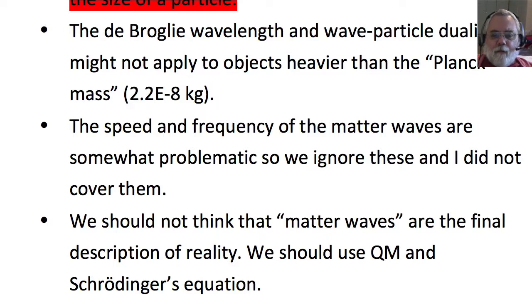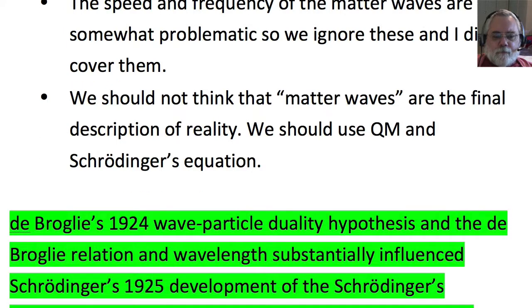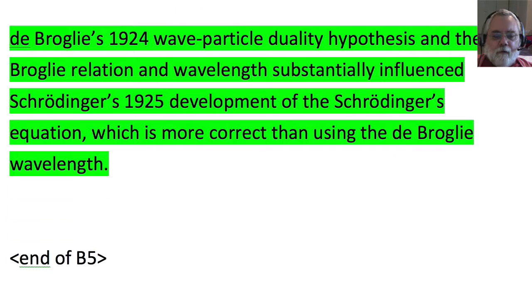We should not think that matter waves are the final description of reality. We should use quantum mechanics and Schrödinger's equation when we need to describe particles or systems. So de Broglie's 1924 wave-particle duality hypothesis and the de Broglie relation and wavelength substantially influenced Schrödinger's 1925 development of the Schrödinger equation. And the Schrödinger equation is more correct than using the de Broglie wavelength. This is the end of lecture B5.